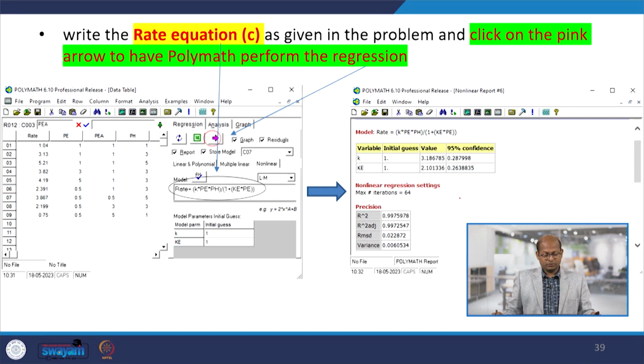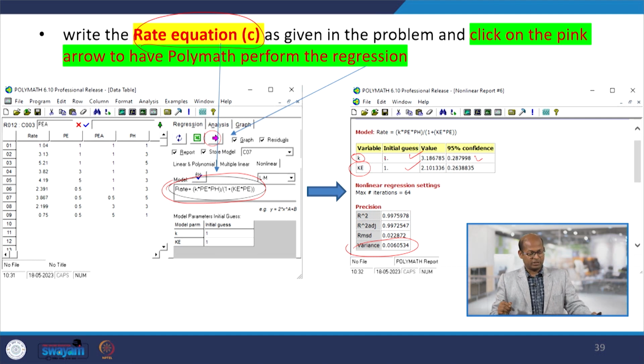Now, using equation C also, similarly if we put equation C and get the result, that is the Polymath output. So, the report gives the k value and ke value from the second rate equation C. Here also we are getting the variance, and the k and ke values are this. By initial guess we have put 1 and 1.